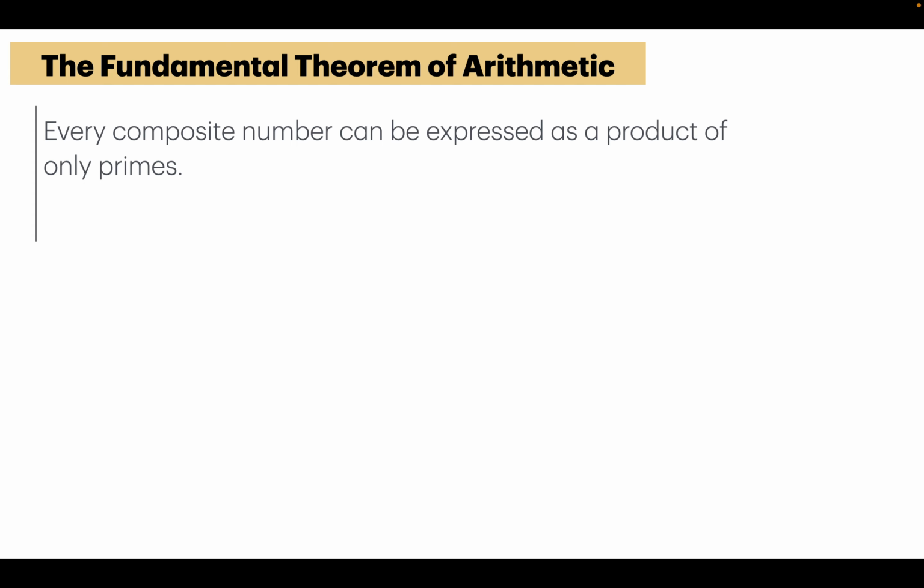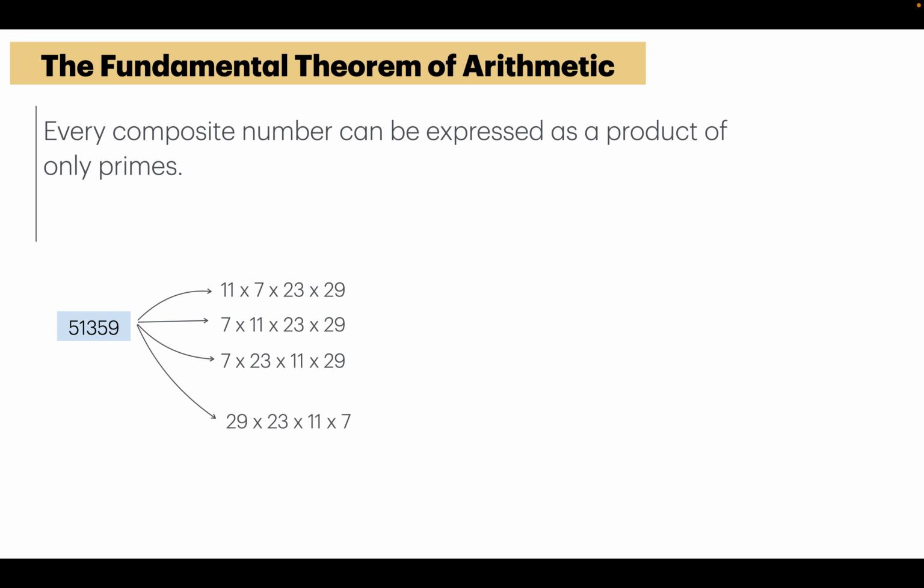But is there something unique about expressing these numbers as the product of primes too? Let's see this number. You can express it as 11 times 7 times 23 times 29, or you can say it is 7 times 11 times 23 times 29. Well, the numbers are in ascending order. Then you can say 7 times 23 times 11 times 29, a random order, or you can say 29 times 23 times 11 times 7. The factors are in descending order.